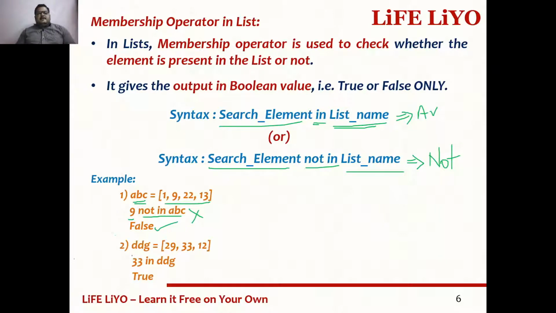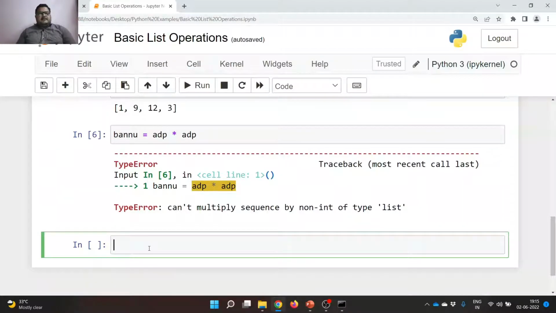Now another list DDG. DDG has some elements: 29, 33, 12. 33 in DDG: 33 will be compared with 29. It is false. 33 equal to 33? Yes, it is true. So 33 in DDG is true. Let us execute our variables.